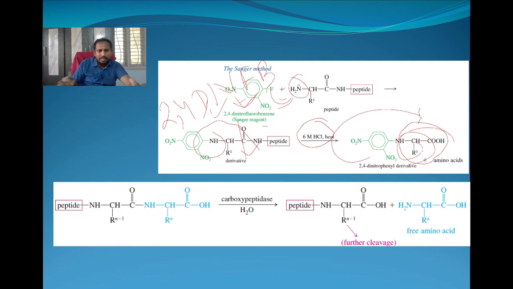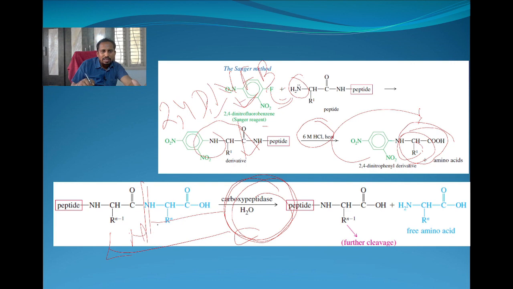Similarly, the carboxypeptidase enzyme is used for C terminal analysis. The role of carboxypeptidase is cutting from the C terminal. It will cut from this side, so we get amino acids from the C terminal towards the N terminal, one by one. That's why carboxypeptidase is called a biological scissor for cutting peptide bonds.